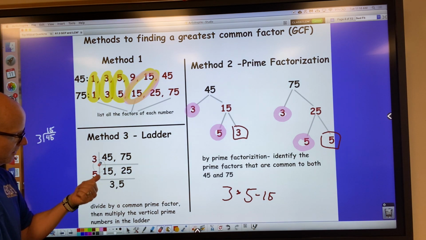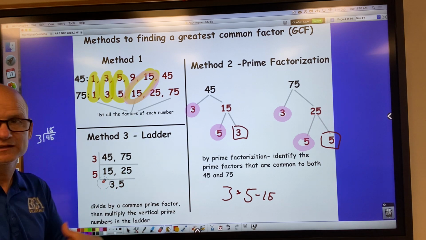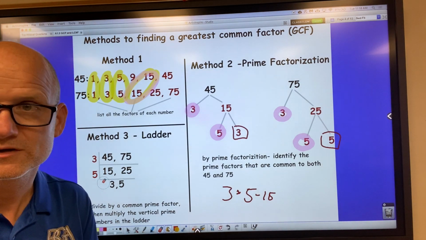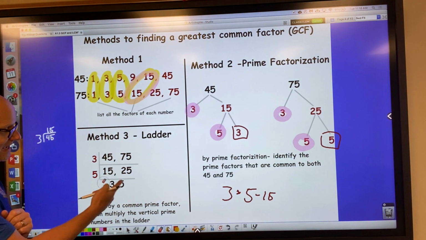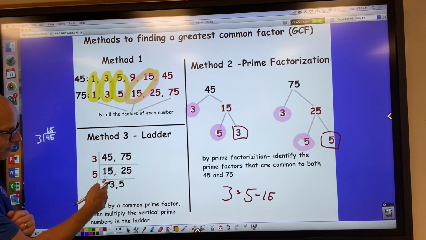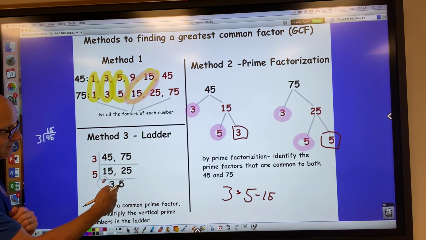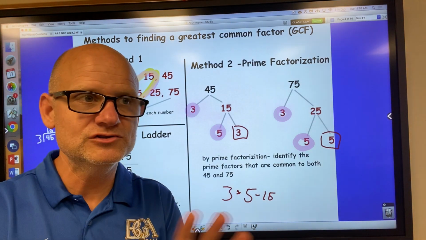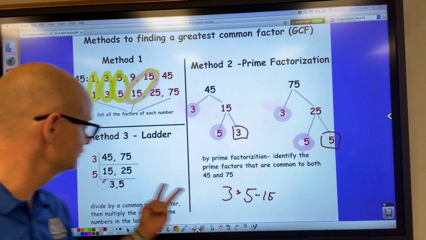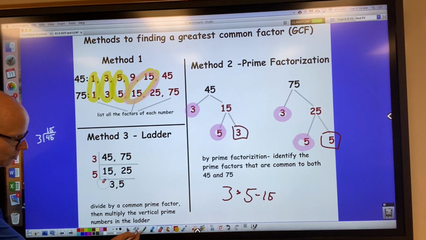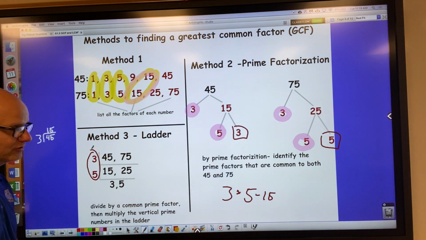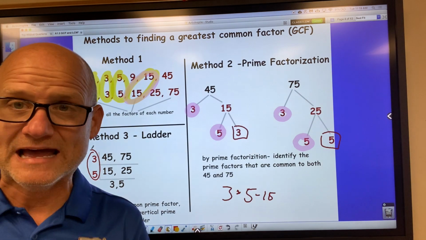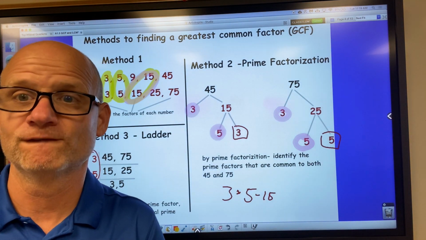Okay, and now write another upside down division box and divide again. Is there a common factor between 15 and 25? Yeah, 5. 15 divided by 5, 3. 25 divided by 5 is 5. And once you cannot find a common factor between these two digits, you're done, and you circle the vertical part of the ladder and you multiply those two, and that will give you the greatest common factor, 15.